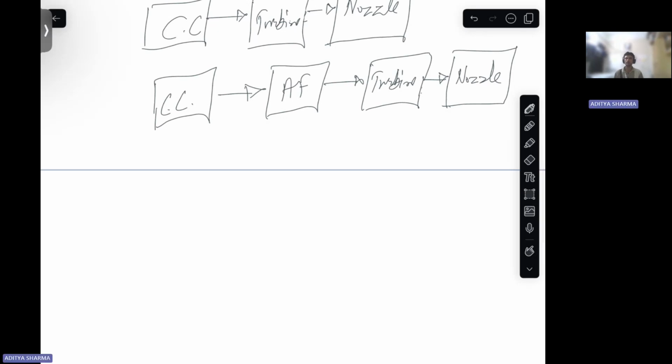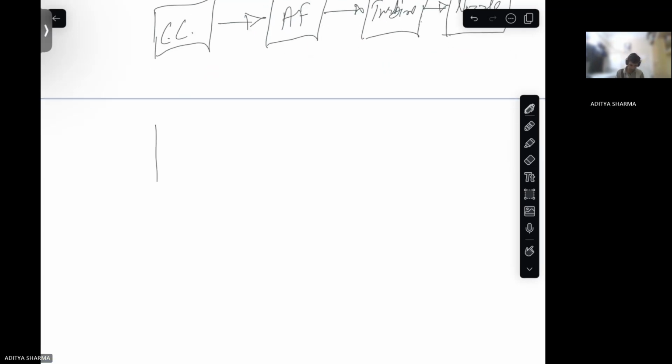So what happens in the afterburner is that whatever you're getting out of your combustion chamber, there is some oxygen still left. So we introduce fuel again in our afterburner, and with the help of this oxygen, the fuel is further burnt, and this augments your thrust. Yes, the diagram is something like this.